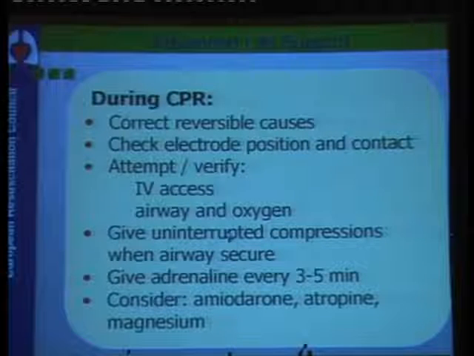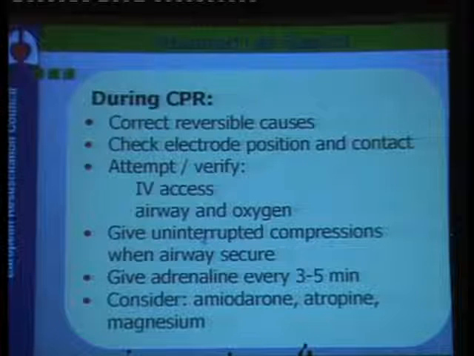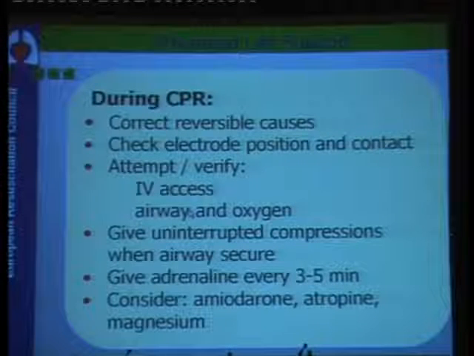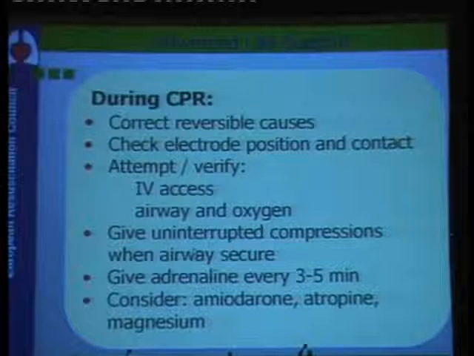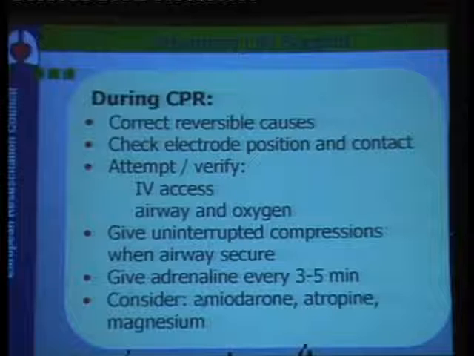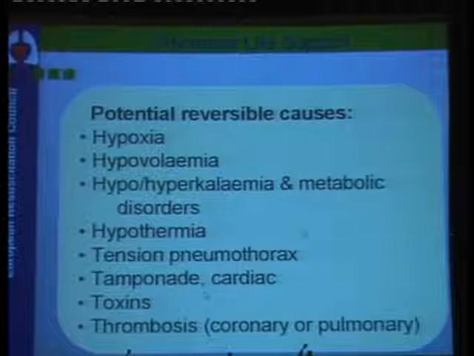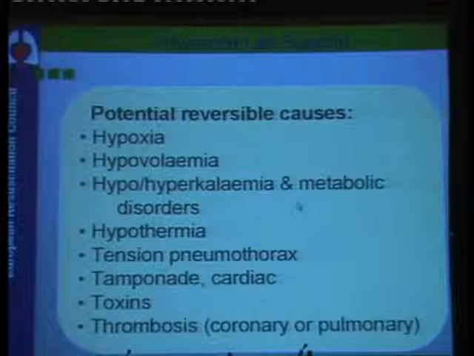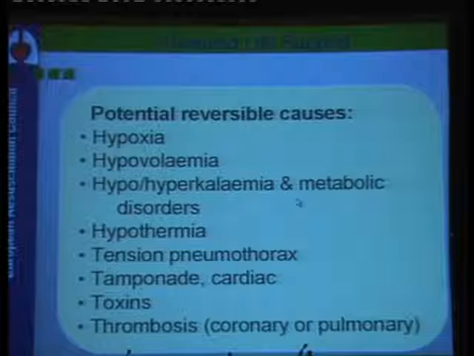You make sure that your machines are showing what is actual. So you check the electrode position and contact, get the airway secured, the breathing secured, establish an IV line, get a proper monitoring system, and you have people who are looking after the medicine and replacing the person who is doing the chest compression. These are the 4H and 4T of the reversible causes, the commonest being hypoxia. So look after whether the intubation is in the right place or not.